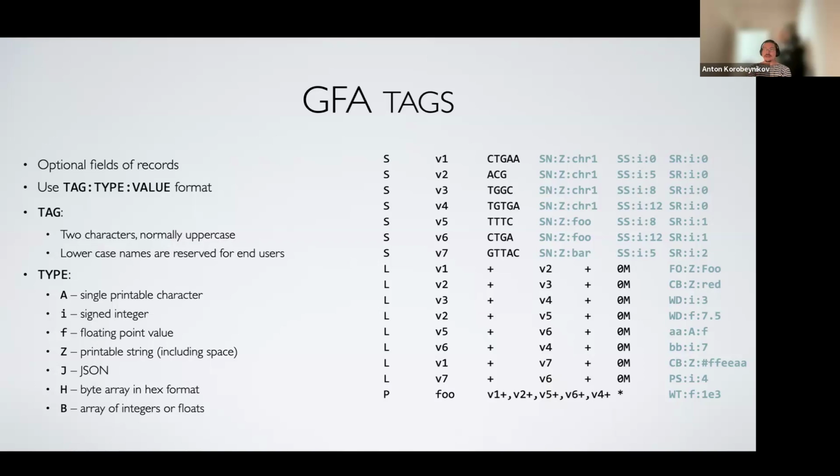There are different types here. The type is a single letter. So type A is a single printable character. I is just an integer. F is a floating point value. Uppercase Z is a printable string, possibly including spaces, because things are tab separated. J is JSON, H is a byte array in hex format, and B is an array of integers or floats. So you see on the slide some examples of how the text might look for different types.